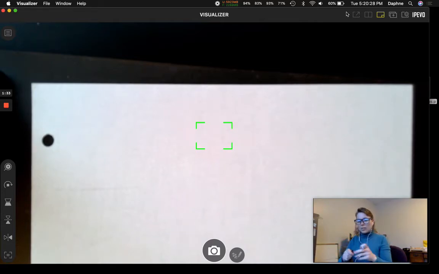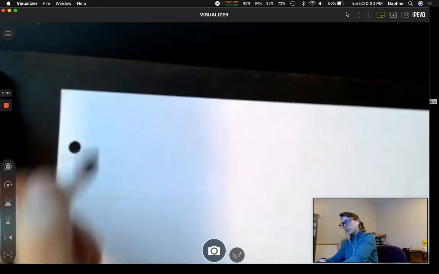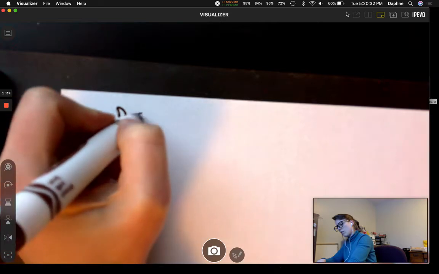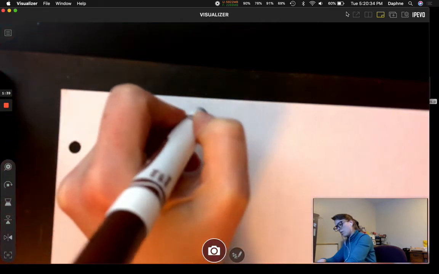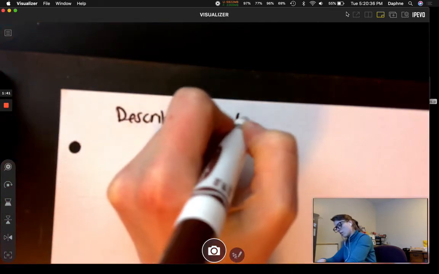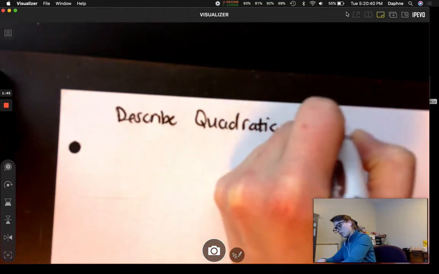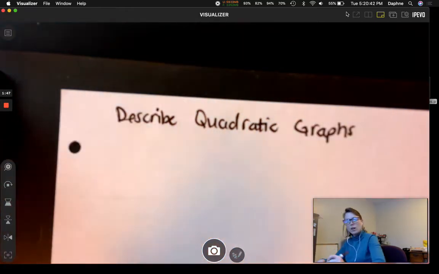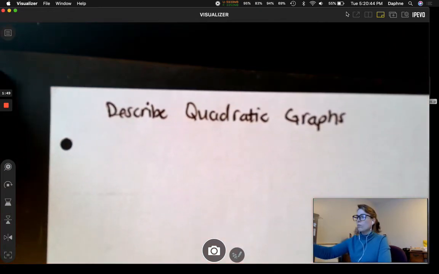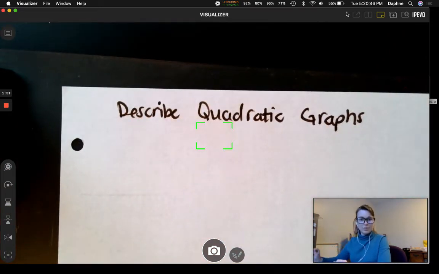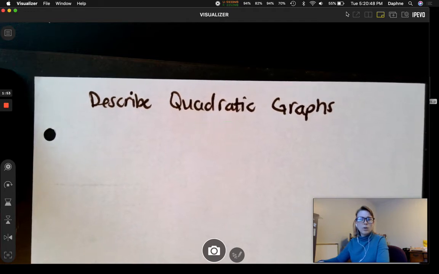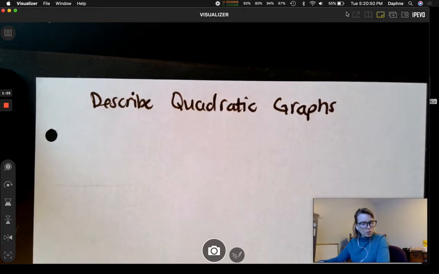So, in your table of contents, this will be your next page, and we're just going to call it Describe Quadratic Graphs. All right. And we need to refocus that because that doesn't work. There we go. All right, describe quadratic graphs. So we're going to do 3 examples, and then we're going to do 3 examples at the end as well.